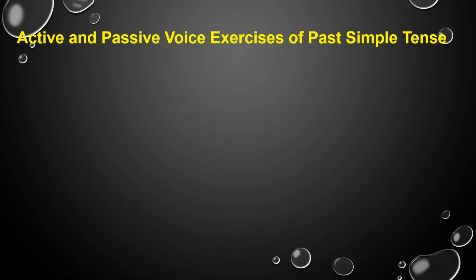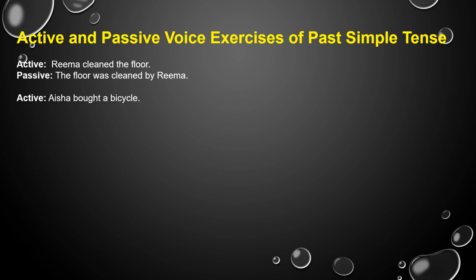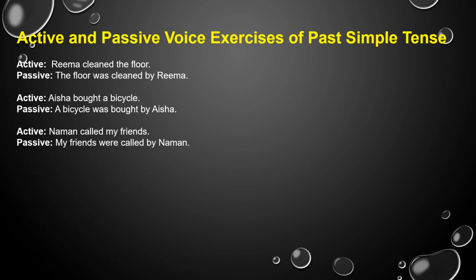Examples. Active: Dina cleaned the floor. Passive voice: the floor was cleaned by Dina. Active: Aisha bought a bicycle. Passive voice: the bicycle was bought by Aisha. Next, active: Nima called my friends. Passive voice: my friends were called by Nima.